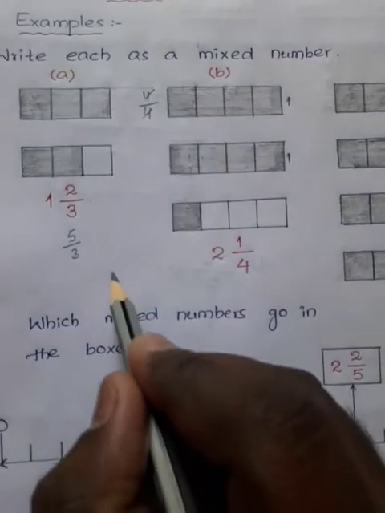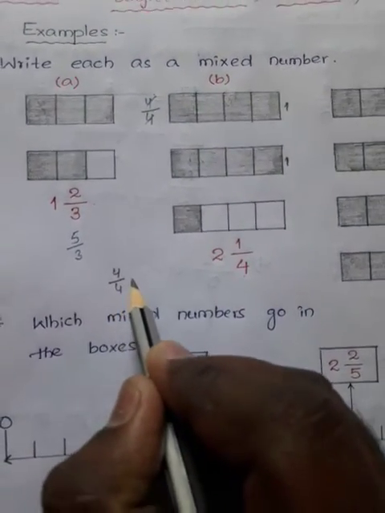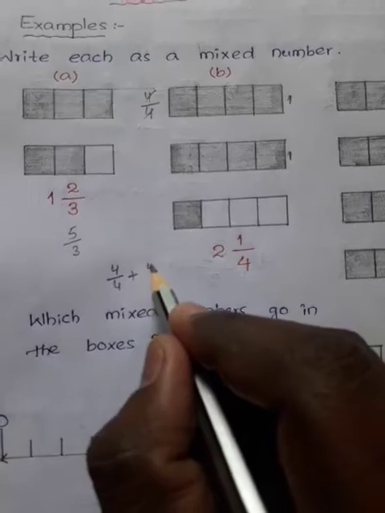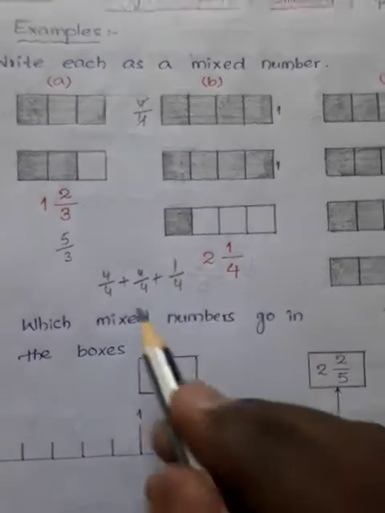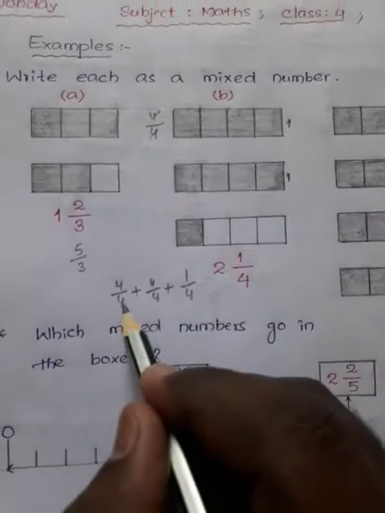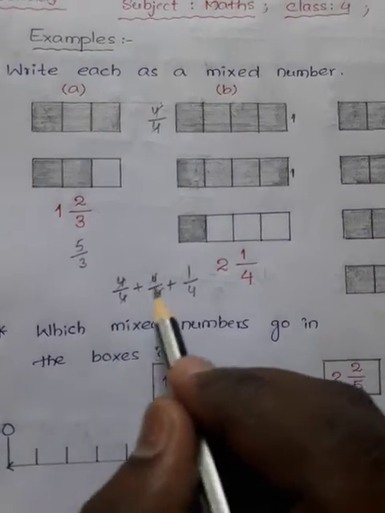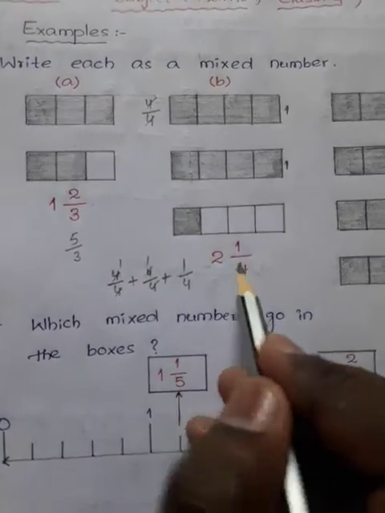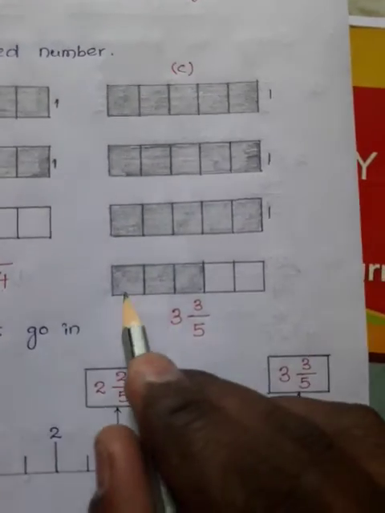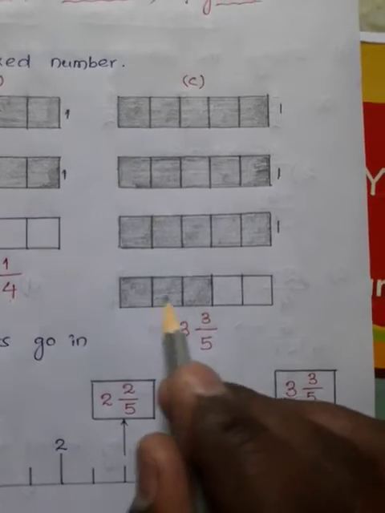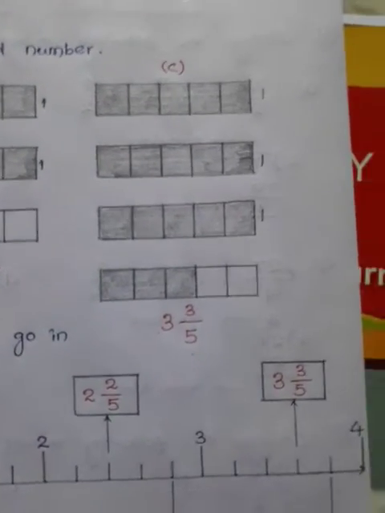Okay, one more time, explaining in another way. This one is 4 by 4, right? 4 over 4 plus this also 4 by 4 plus this one. There are 4 squares, out of 4, 1 is shaded. 4 by 4, as I just explained, is 1. Whenever numerator and denominator are the same, it's a 1. So 1 plus 1 is 2. 2 and 1 over 4. Now look here. This is 1 full, here also 1 full, here also 1 full. So 3. And this one has total 5 squares. Out of 5, 3 squares are shaded. So 3 by 5. Clear?